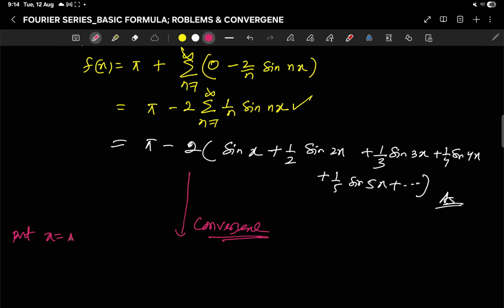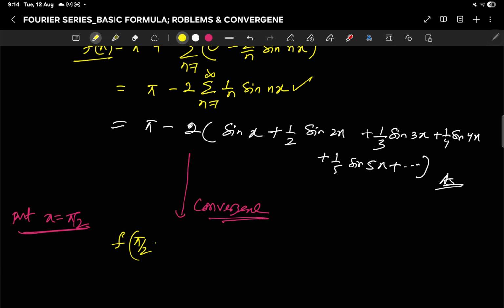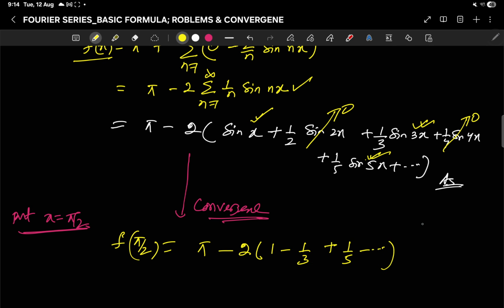Suppose here x is equal to pi by 2, then what will happen? Putting x equal to pi by 2, we find f of pi by 2 will be pi minus 2 into sin pi by 2, which is 1, and sin 3 pi by 2 is minus 1 by 3, and plus 1 by 5, because sin n pi by 2 is minus 1 to the power (n minus 1) by 2 for n odd, and 0 for n even. So this formula will be applied over here.